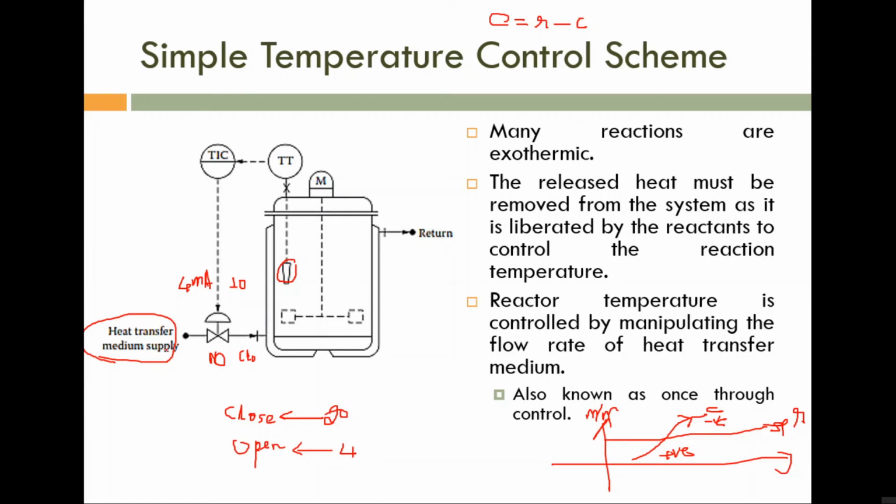So please note, if temperature is high and error is negative, then we need to increase the heat transfer medium by opening the control valve.